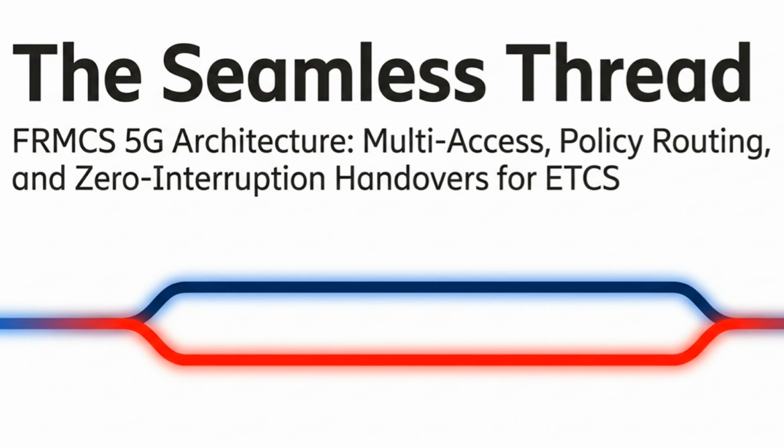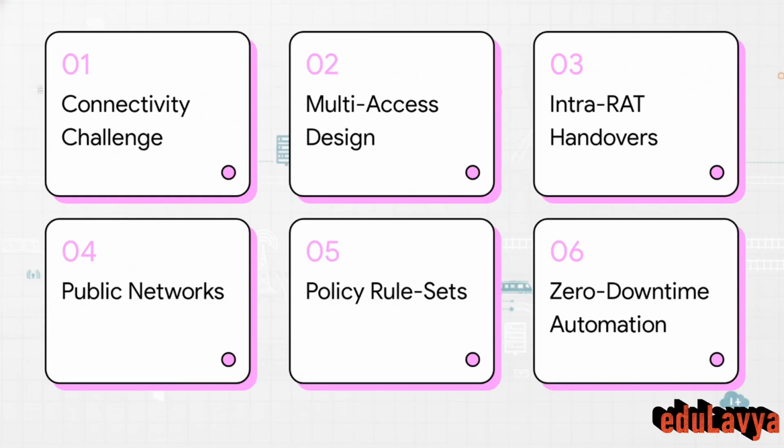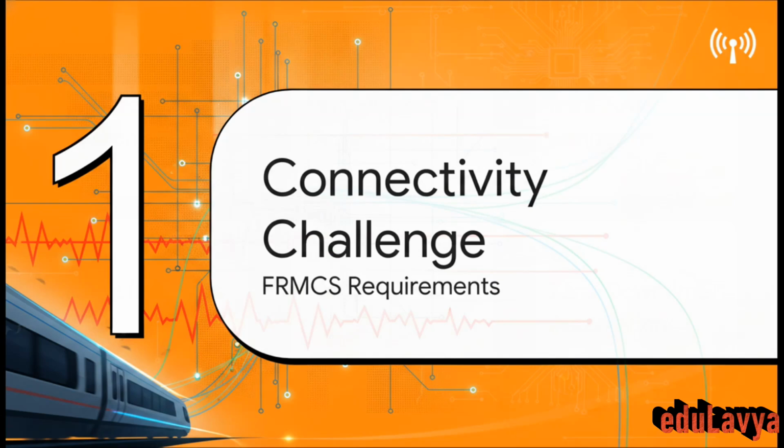Here's a quick look at our roadmap for today. We'll cover the connectivity challenge, multi-access design, executing intra-RAT handovers, integrating public networks, configuring policy rule sets, and finally, zero downtime automation. Let's just jump right in. Starting off with Section 1, the FRMCS Connectivity Challenge.